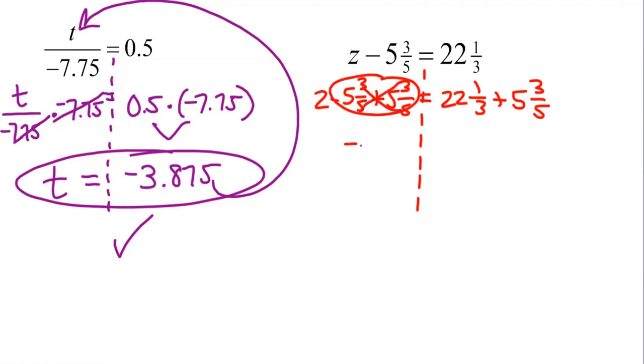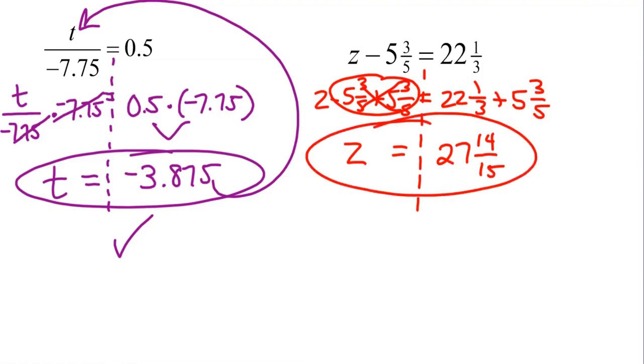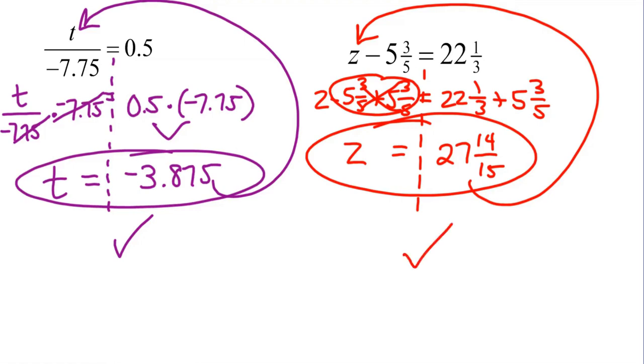That's just 0. So z is equal to 27 14/15. And that is my solution. And again, if I check that, I put that back in the original equation. 27 14/15 minus 5 3/5 equals 22 1/3. That is true. So I know my solution is correct.